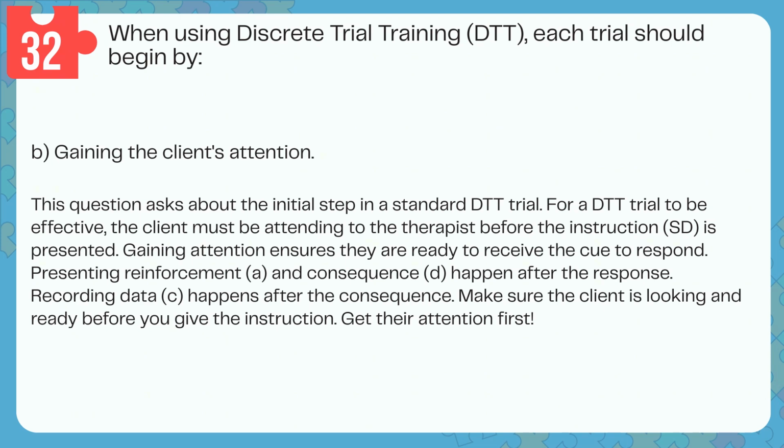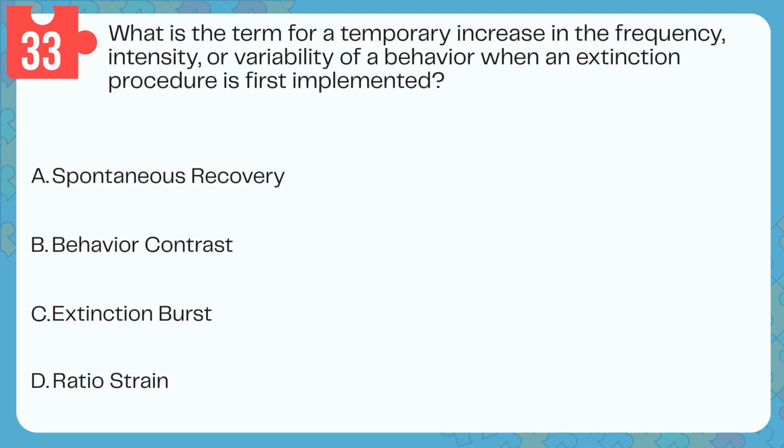This question asks about the initial step in a standard DTT trial. For a DTT trial to be effective, the client must be attending to the therapist before the instruction, SD, is presented. Gaining attention ensures they are ready to receive the cue to respond. Presenting reinforcement, A, and consequence, D, happen after the response. Recording data, C, happens after the consequence. Make sure the client is looking and ready before you give the instruction. Get their attention first.